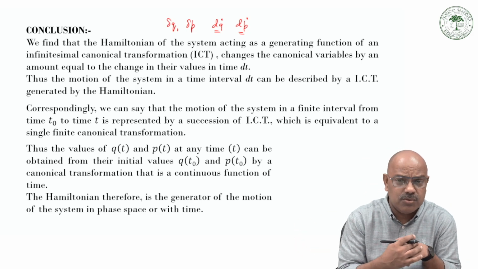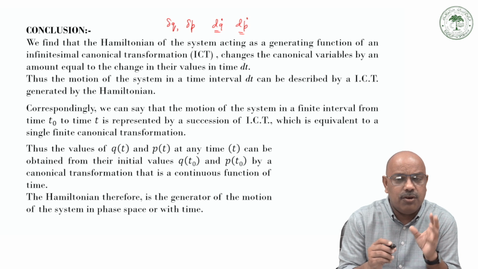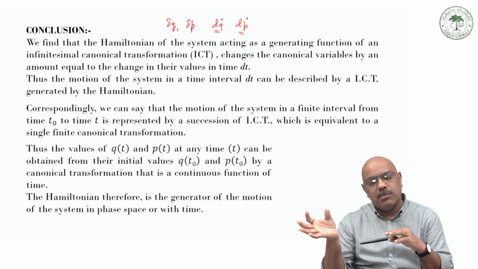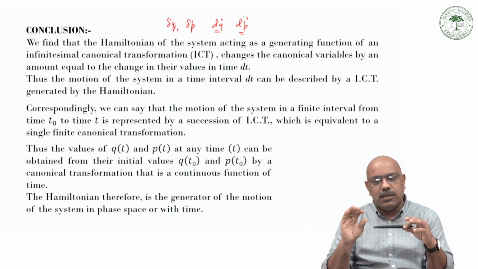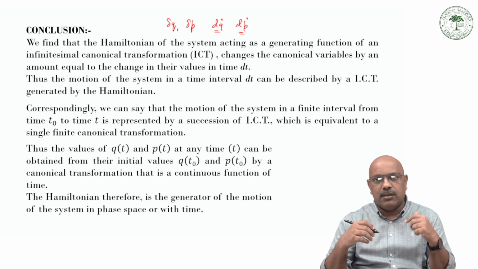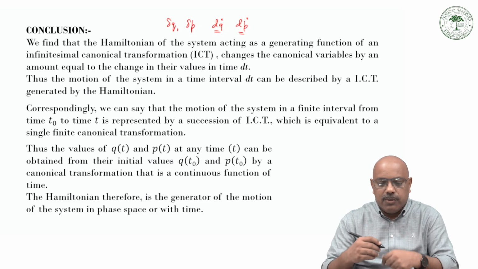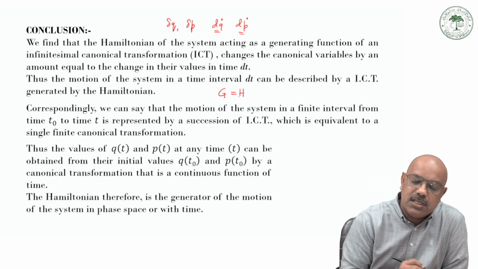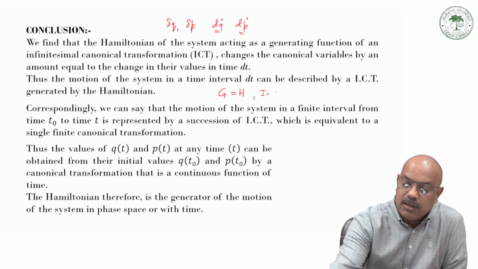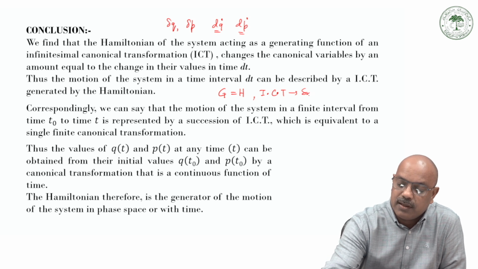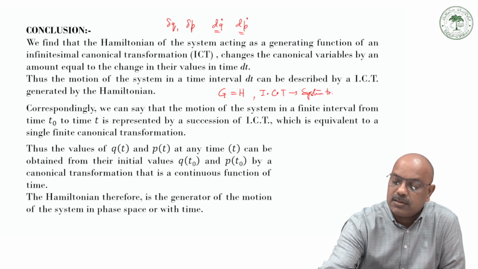This is the concept: if your canonical transformation is represented as the motion of the system in time, then the Hamiltonian is going to be the generating function of the infinitesimal canonical transformation. What I mean to say is that when your generating function is the Hamiltonian of the system, the infinitesimal canonical transformation is basically the system transformation in time.